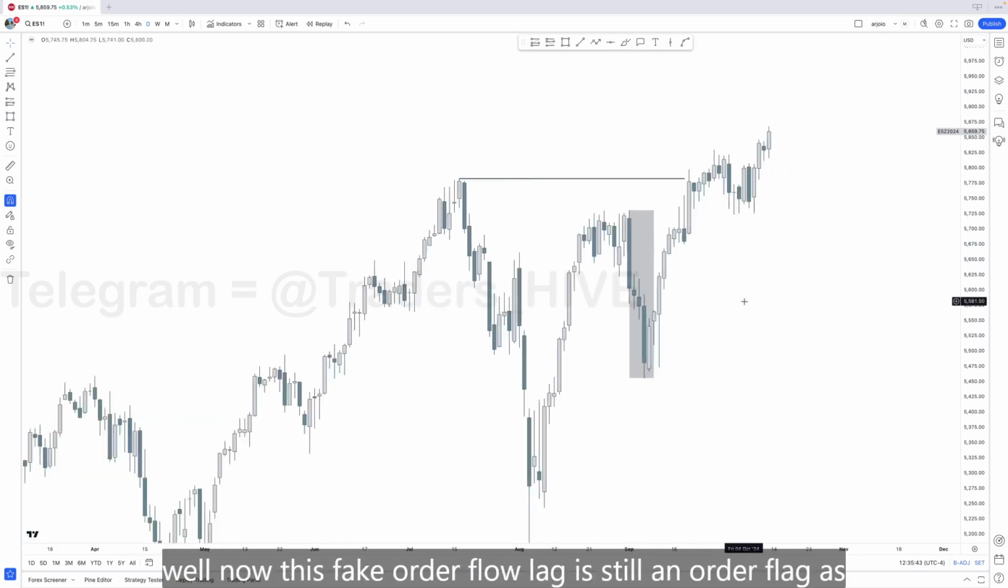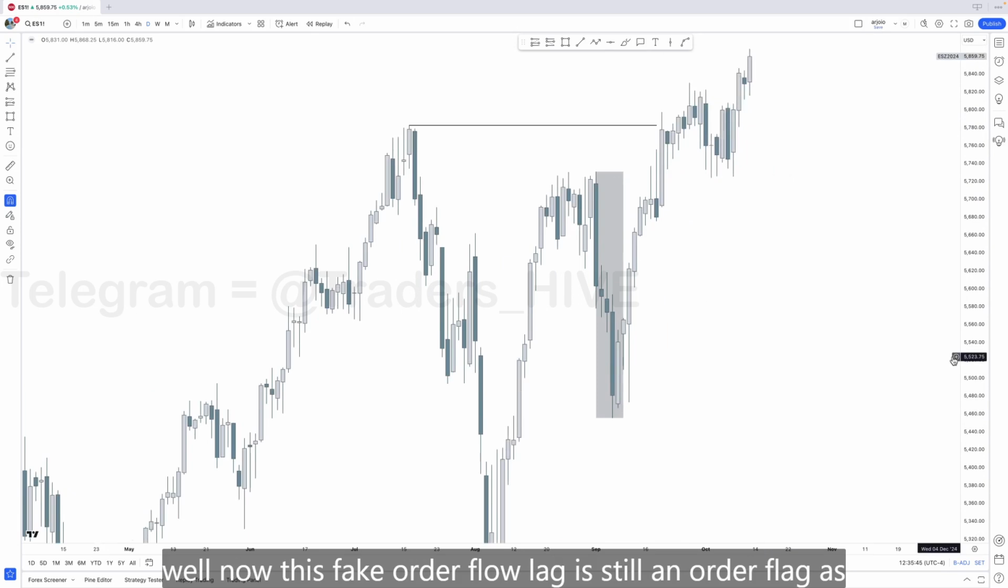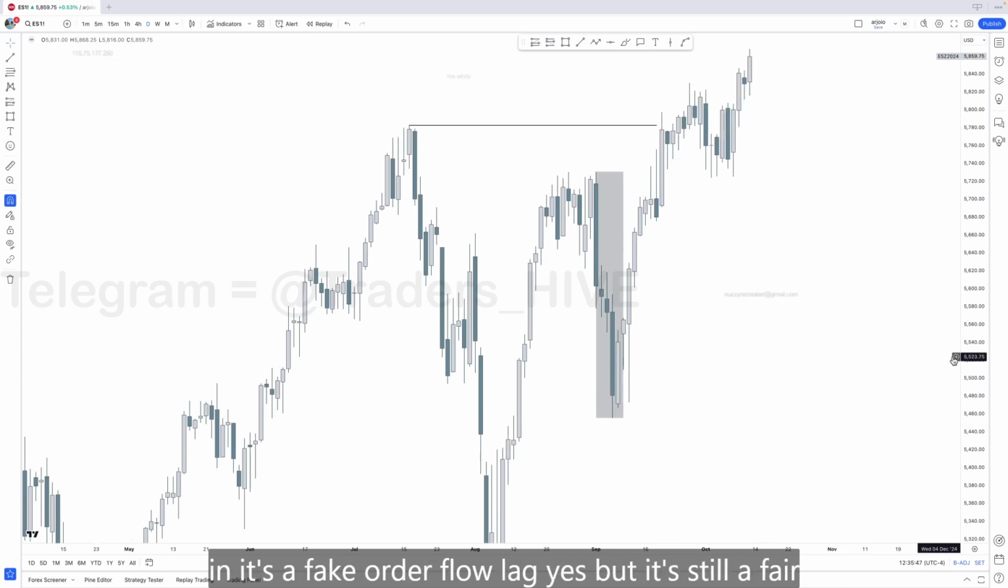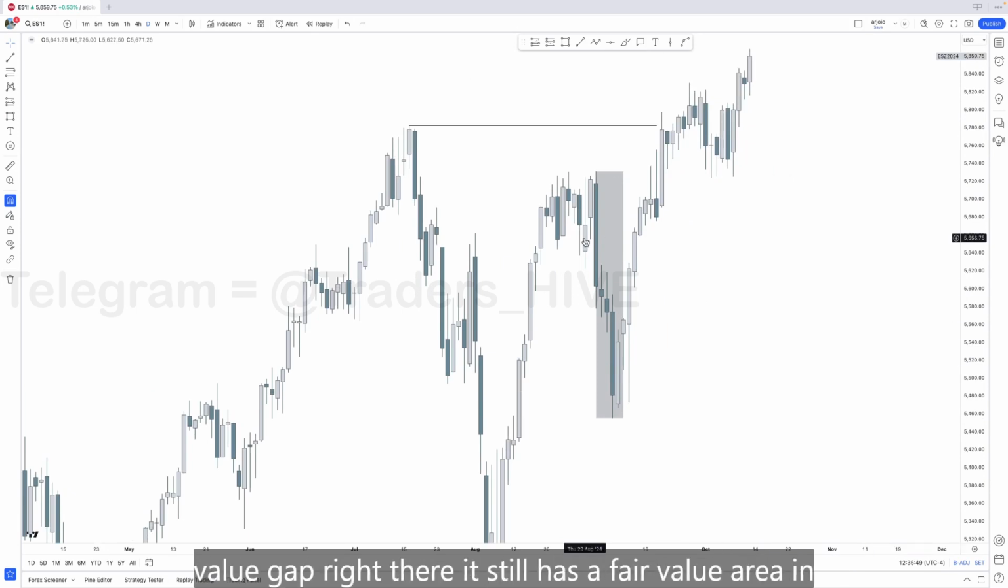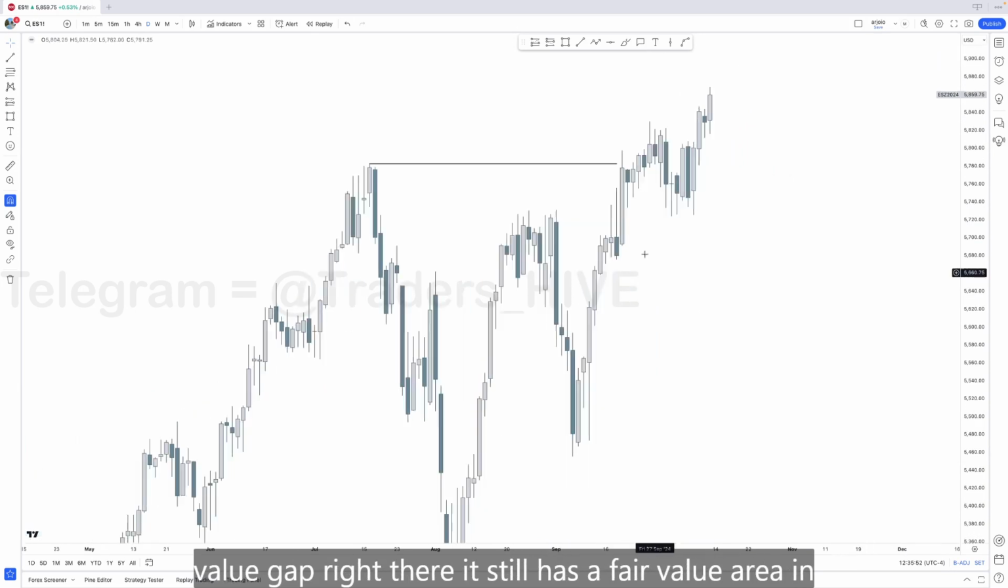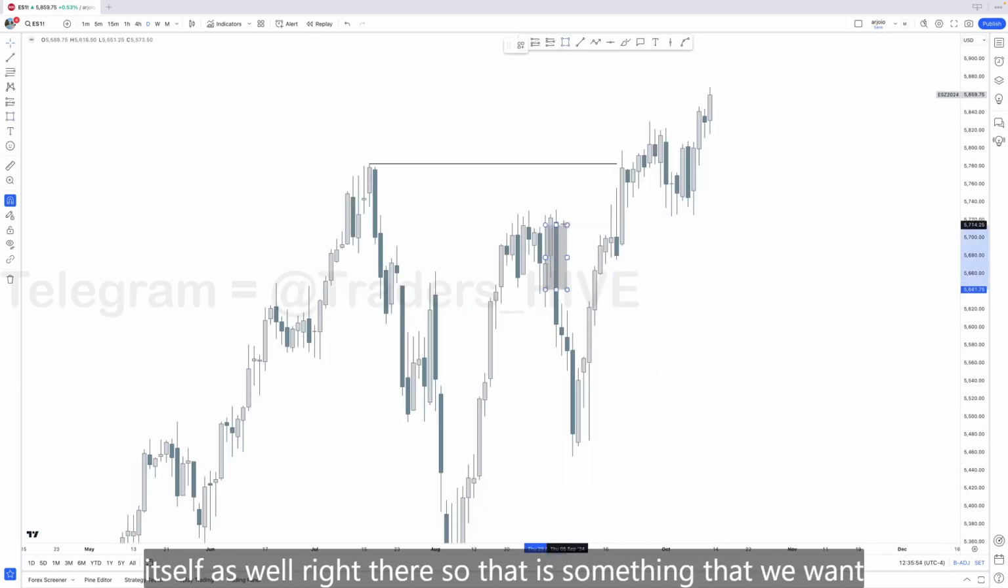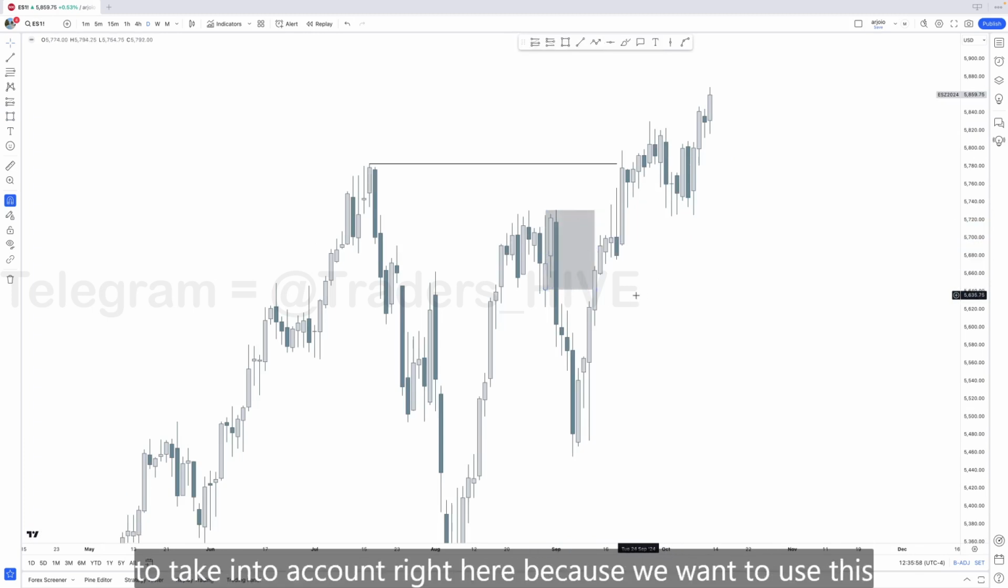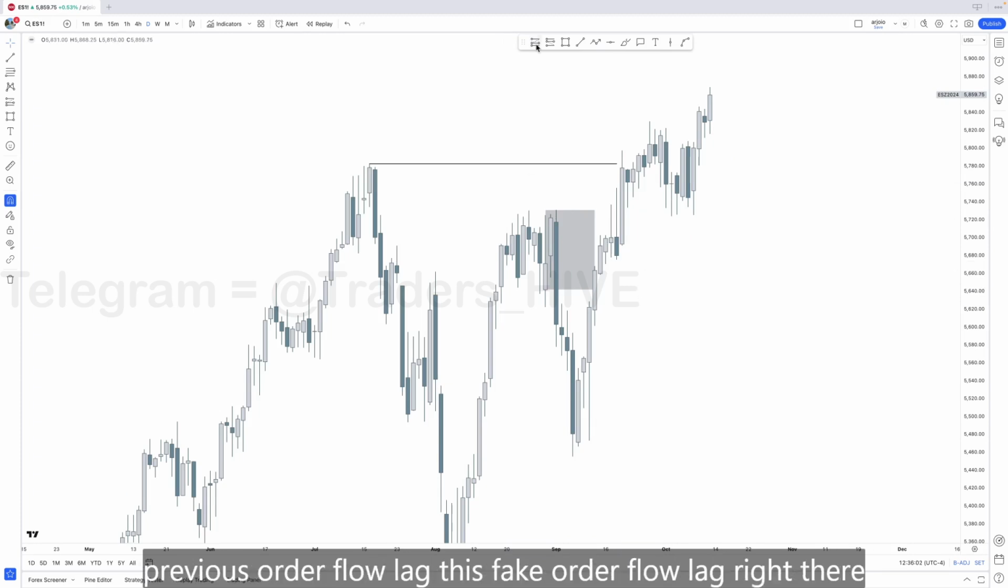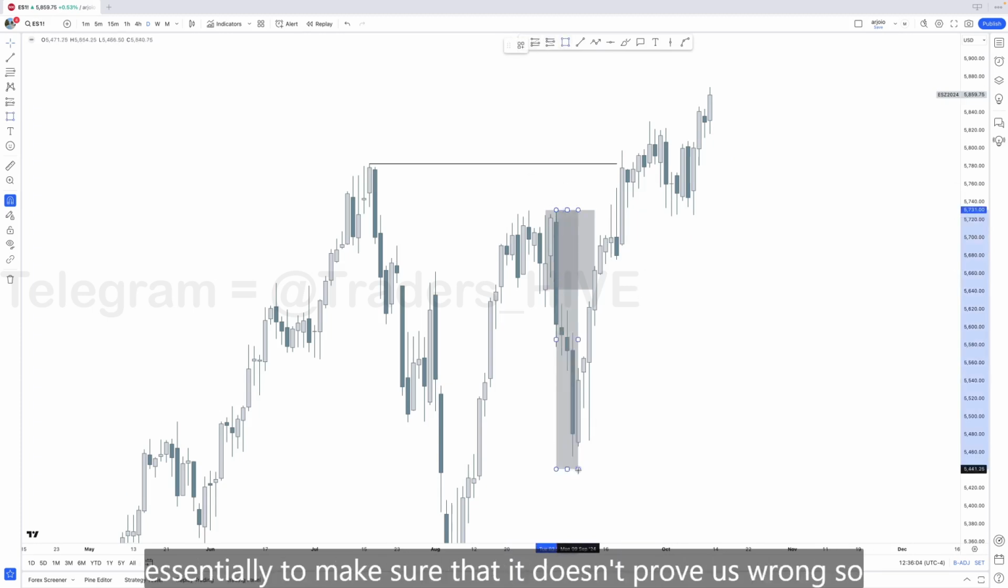Now this fake order flow lag is still an order flow lag. As in, it's a fake order flow lag, yes, but it's still a fair value gap right there. It still has a fair value area in itself as well. So that is something that we want to take into account right here, because we want to use this previous order flow lag, this fake order flow lag, essentially to make sure that it doesn't prove us wrong.